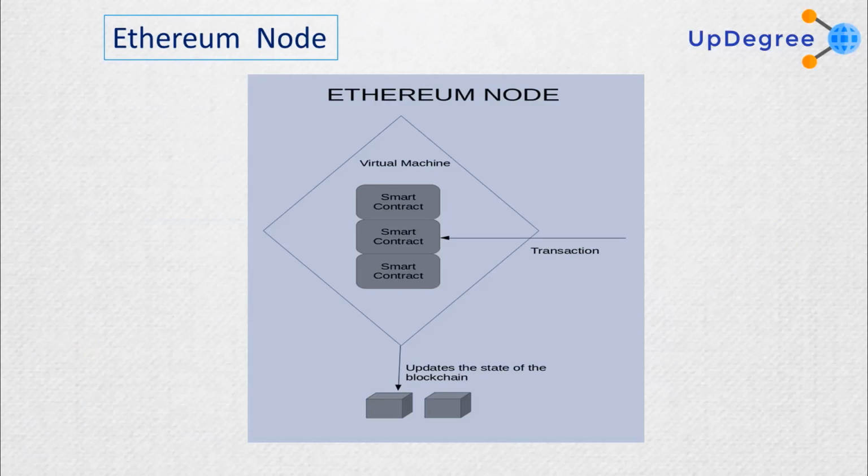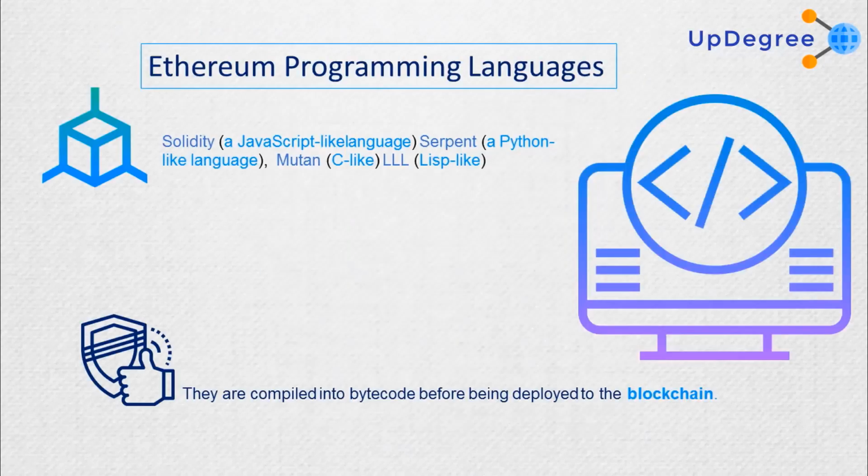So this is an Ethereum node. You have a virtual machine which has smart contracts, and there's a transaction that hits, and whatever transaction hits, it gets updated on the state of the blockchain. As you would have seen, what is state in blockchain state? It moves from S0 to S1 state or a new state. So similarly, the Ethereum node also is available. So this is like a program. Ethereum programming language is there.